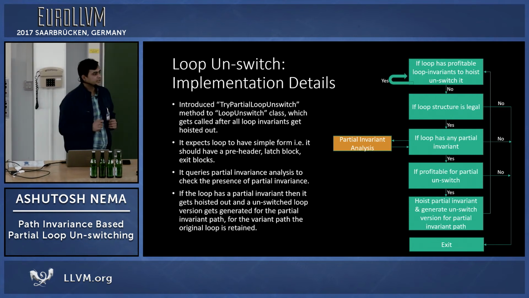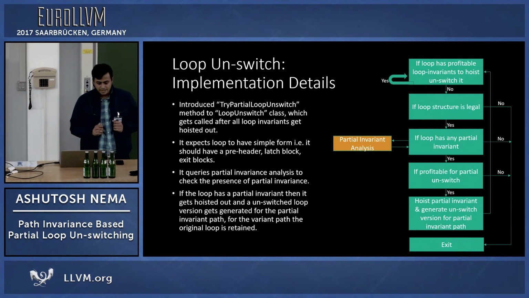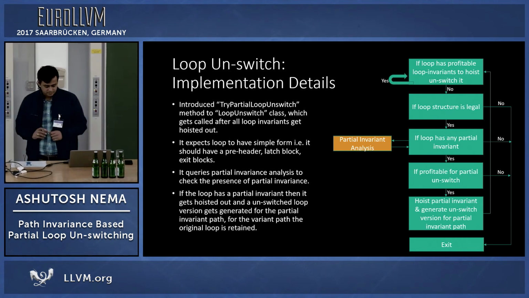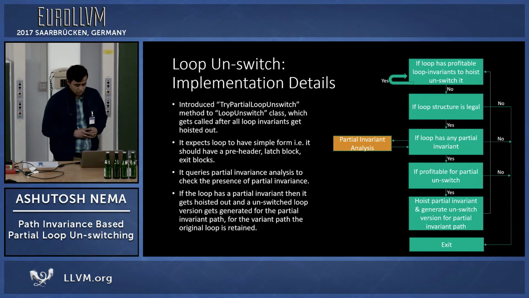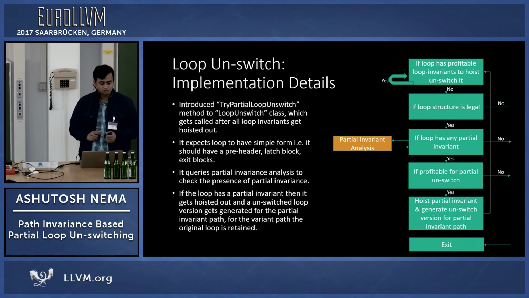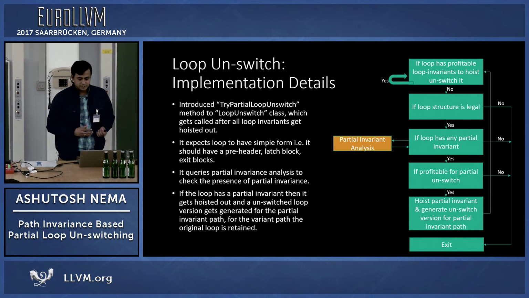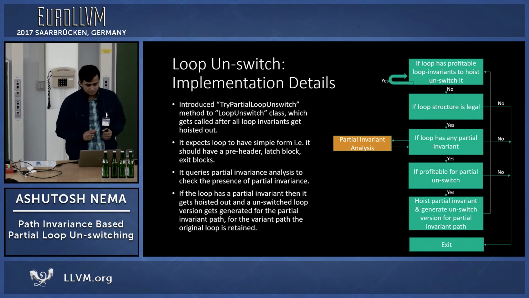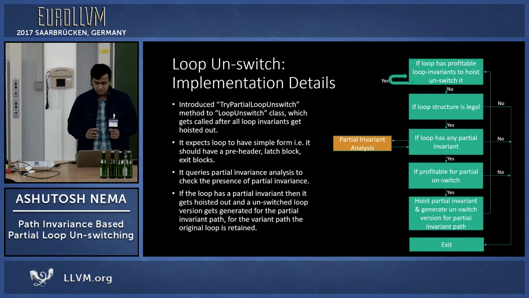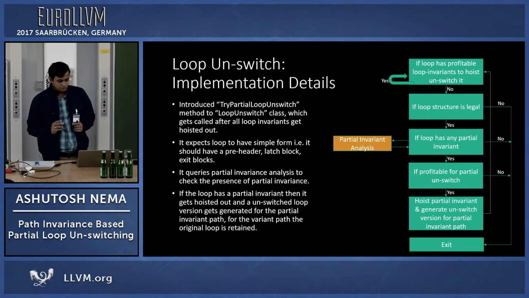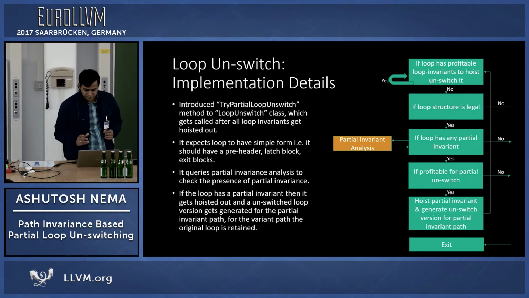If any partial invariant exists, then we'll do the profitability check. The profitability check tries to predict how your code will look, how big it is, and what instructions you are moving outside. If it is really profitable, then we'll invoke our transform, and it will do the unswitch for the invariant path.